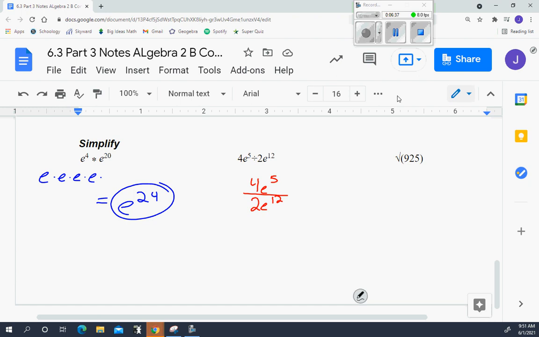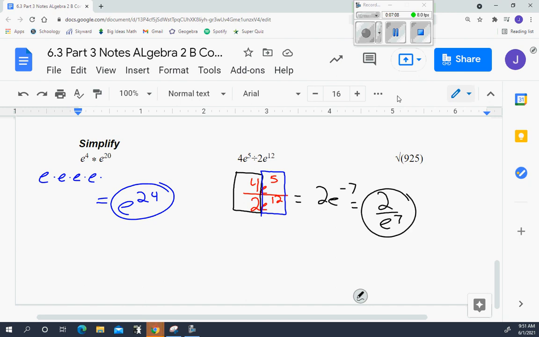I'm always going to start with my whole numbers here. Can I simplify 4 over 2? Yeah, 4 over 2 is really just 2. And then e to the 5th over e to the 12th. Well, that's really 2e to the negative 7th. I can't have a negative exponent, so I'm going to throw that e on the bottom: 2 over e to the 7th.